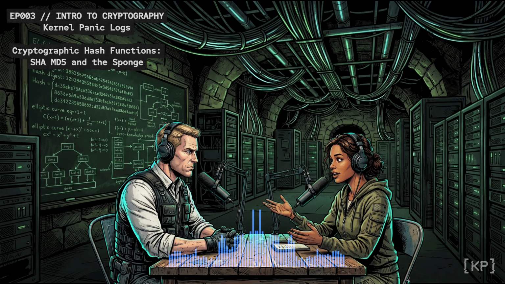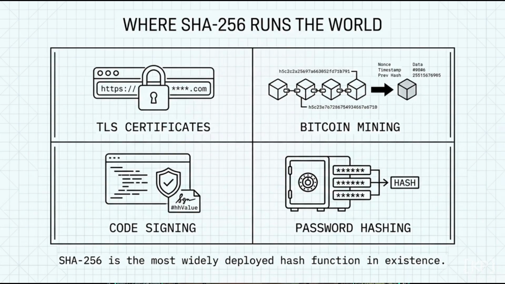Yes. SHA-2 is the dominant standard running the internet today. When practitioners reference SHA-2, they're primarily talking about its two main variants, SHA-256 and SHA-512, which are named for their output bit lengths. And it is genuinely ubiquitous. Every time you connect to a secure website, SHA-256 is securing that TLS certificate. It's the cryptographic puzzle that entire server farms are solving for Bitcoin mining. It verifies our software code signing and securely hashes modern passwords.